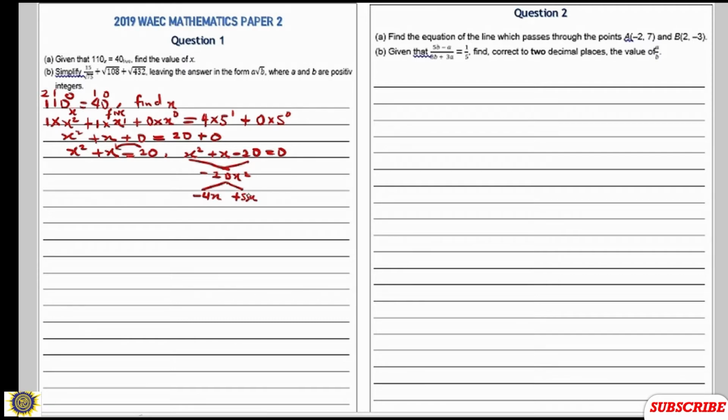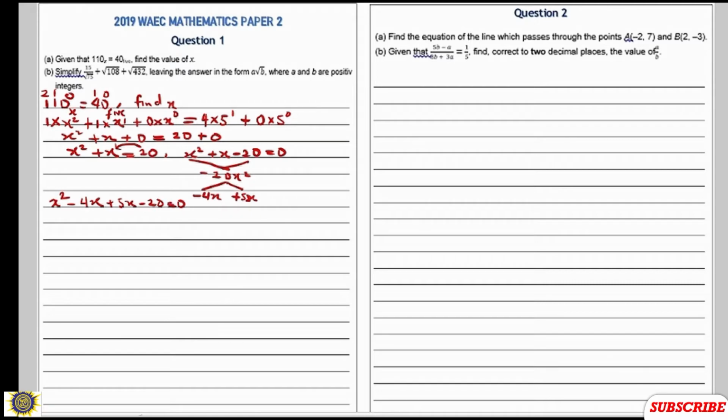Minus 4x plus 5x will give us x, and at the same time minus 4x times 5x will give us minus 20x squared. So we can easily substitute these two factors for x. We now have x squared minus 4x plus 5x minus 20 equal to 0.